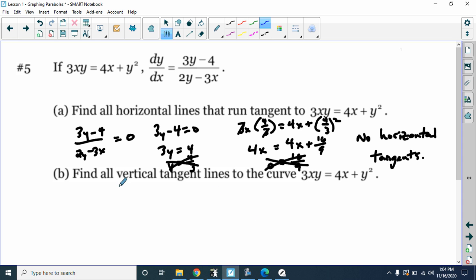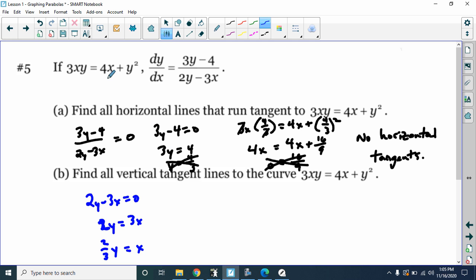Part B, we're doing very similar, but now we're looking for vertical tangent lines. Vertical lines have an undefined slope. If this is slope and I need it to be undefined, that means we're setting the bottom equal to 0. Solve for one of the variables. I'm going to solve for x. So add 3x to both sides. 2y equals 3x. So x equals 2/3 y.